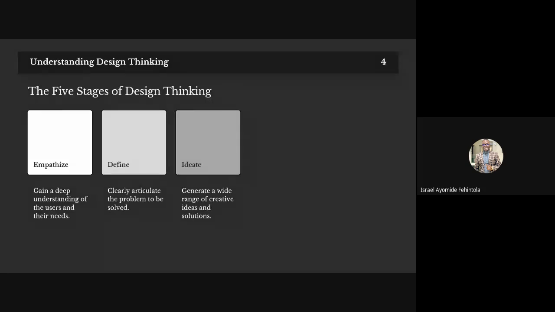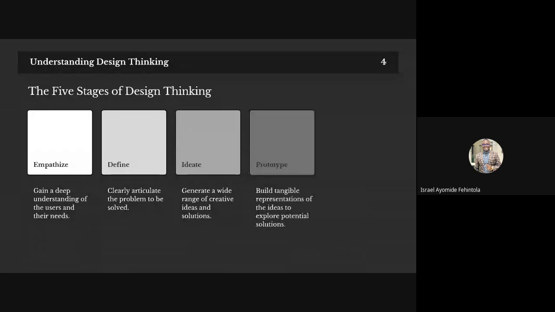The most important thing is you get the idea, and the more the merrier, so they say. So at this stage, you need to encourage out of the box thinking. This is where you brainstorm, you brainwrite, you also do kind of dot voting. We'll look at the methodologies in the subsequent slide. Then the next stage is prototyping.